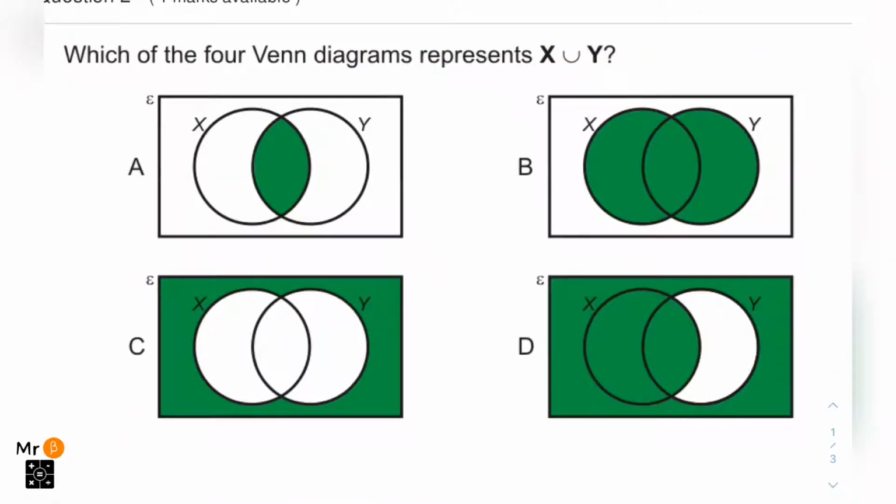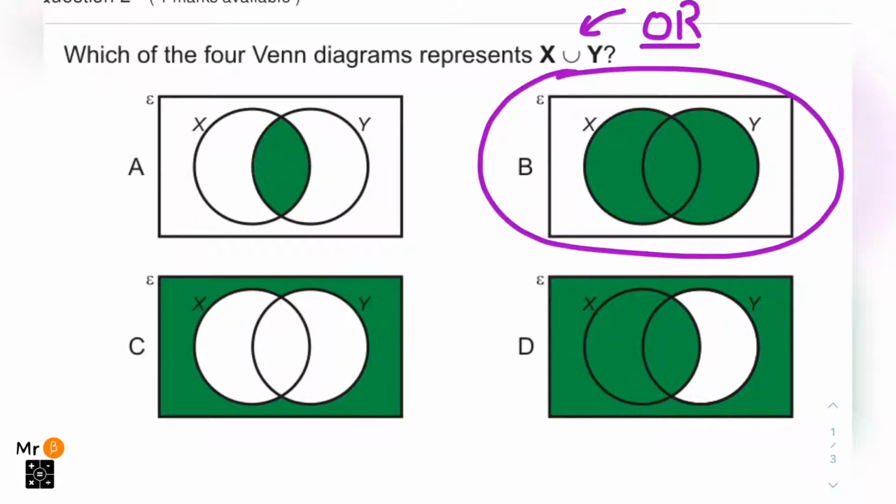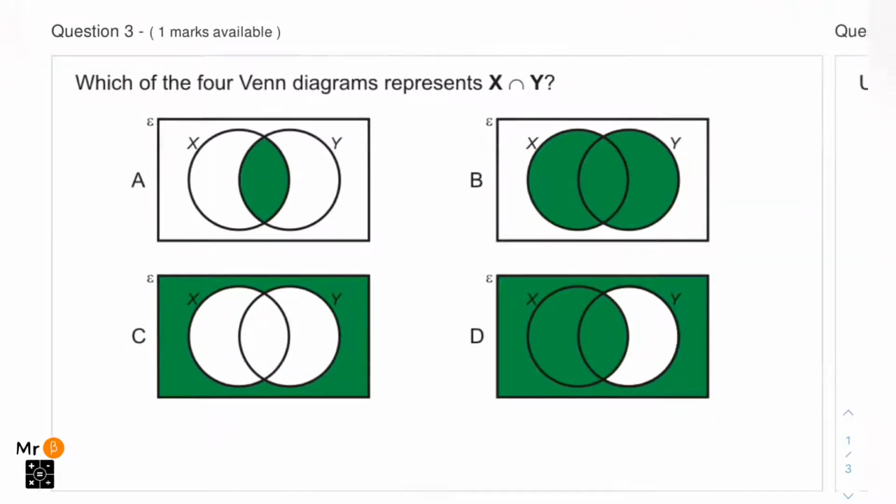Question 2, this time it's used X, this letter U shape and then Y, and that means or. So that means anything which can be in X or in Y, which in this case our shaded area would be B. The next bit of notation is this N shape, and this means and.